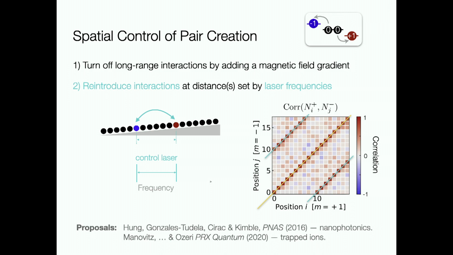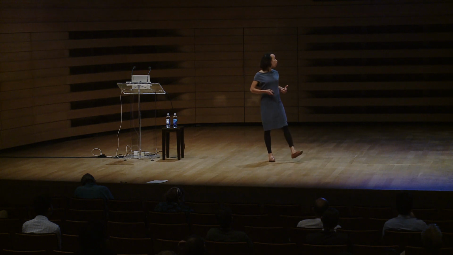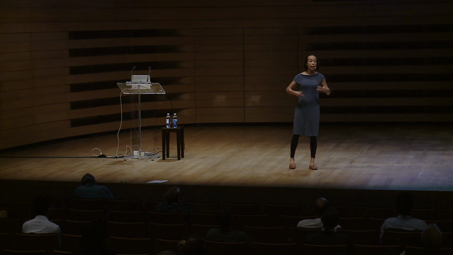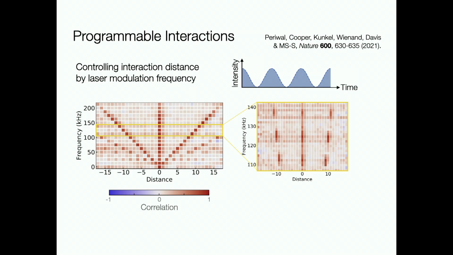And that allows us, by choosing the modulation frequency of our laser field, to choose the distance at which the interactions are on in the system. And so this is just showing correlations as a function of distance and as a function of our modulation frequency, and you'll see that this nicely tracks. The great thing about this is literally this is just modulating the intensity of the light. So that's easy to do, and it's easy to do with any waveform of our choice.